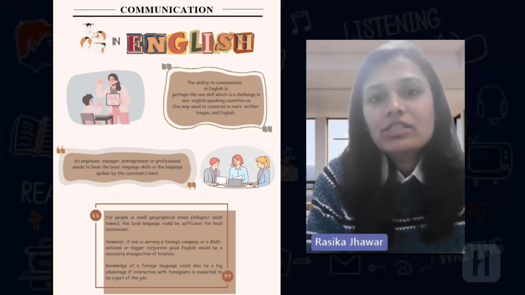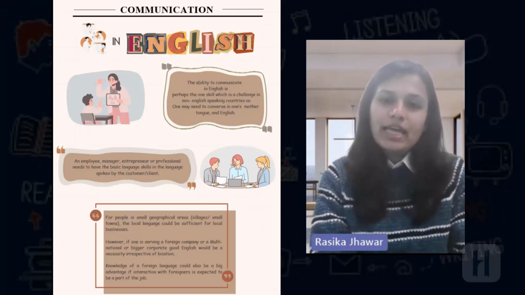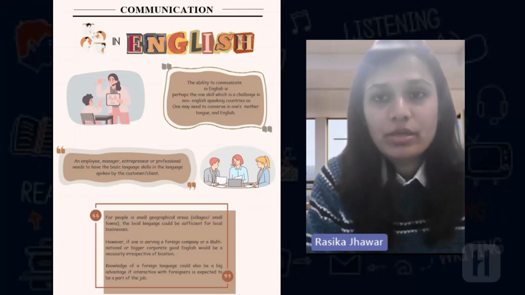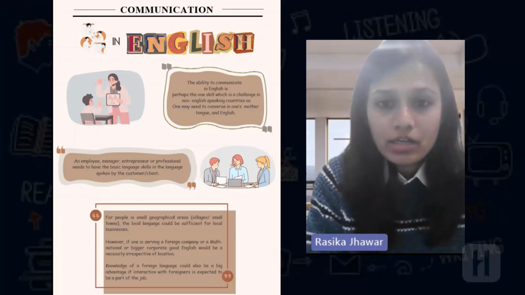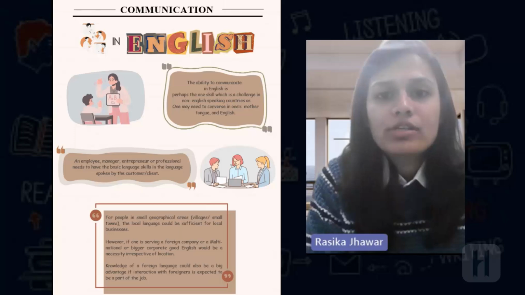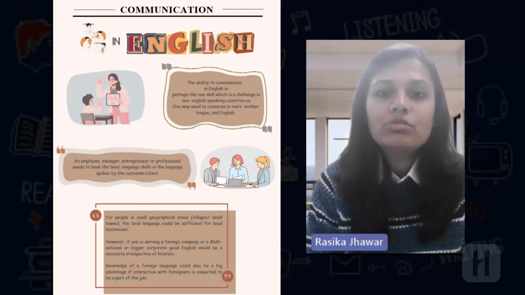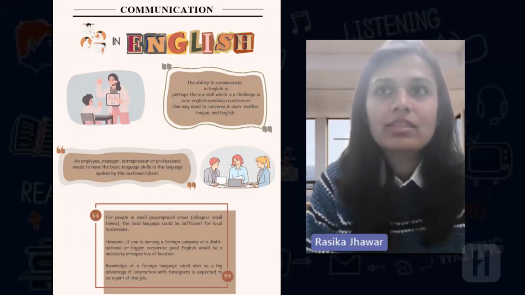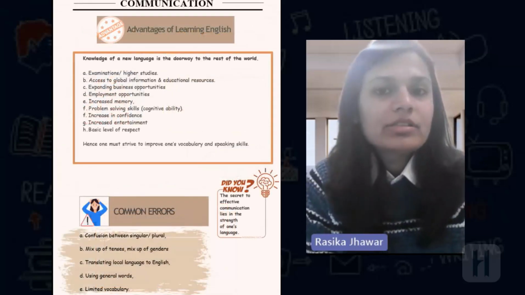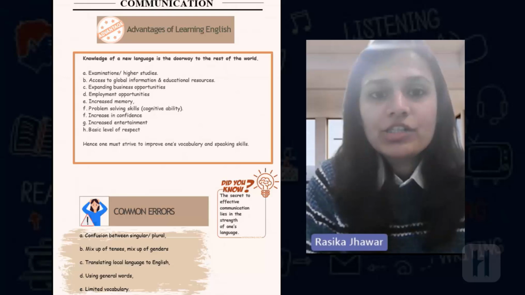If your intention is to operate only in small geographical areas, then the local language will be sufficient. But given that today, in the world of globalization, the only limitation to your growth is you yourself. If you're able to learn a language like English, then the sky is the limit because the world is your platform. Let's understand some of the advantages of learning English.